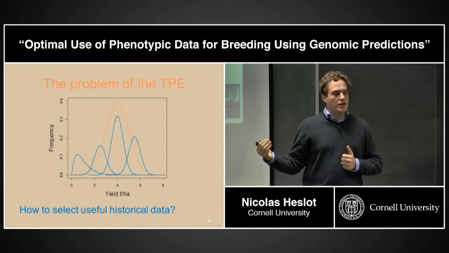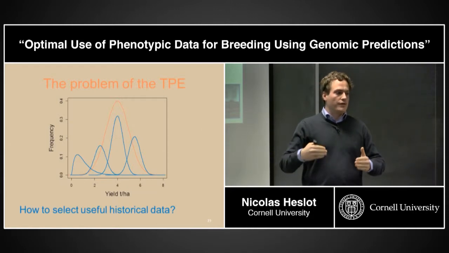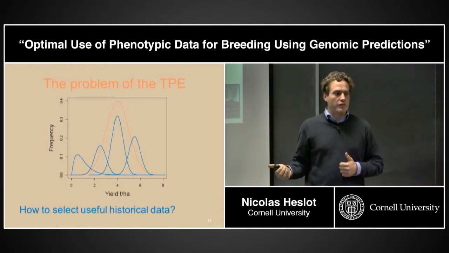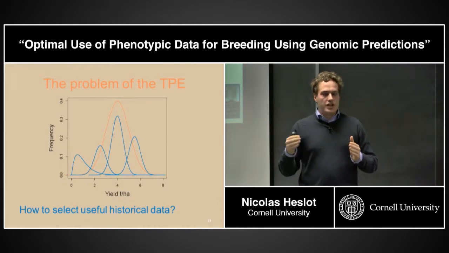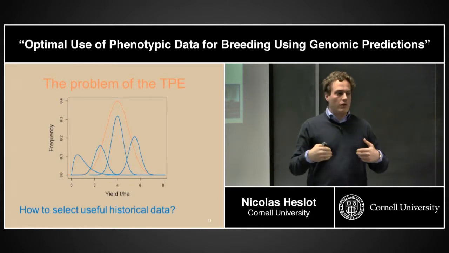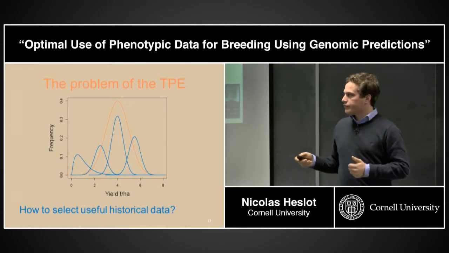Whereas with genomic selection, because you're going to use the data over and over again, it might have a much larger impact and might be much more detrimental to breeding gains. So for GS, it's critical to make sure that the data we use is actually a good sample. It actually corresponds to what we're trying to breed for.